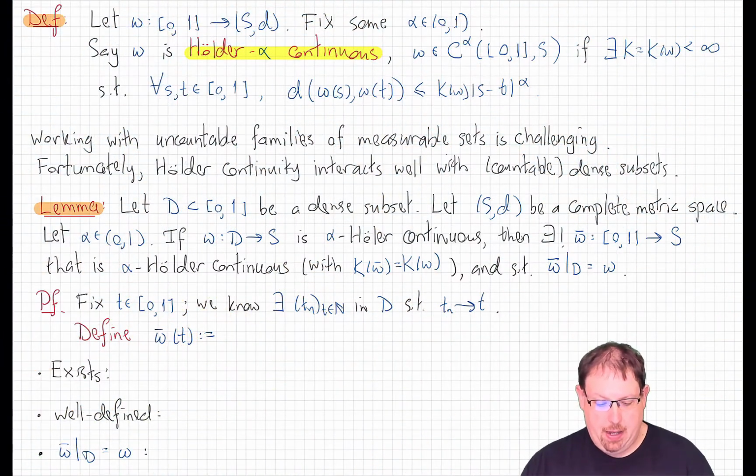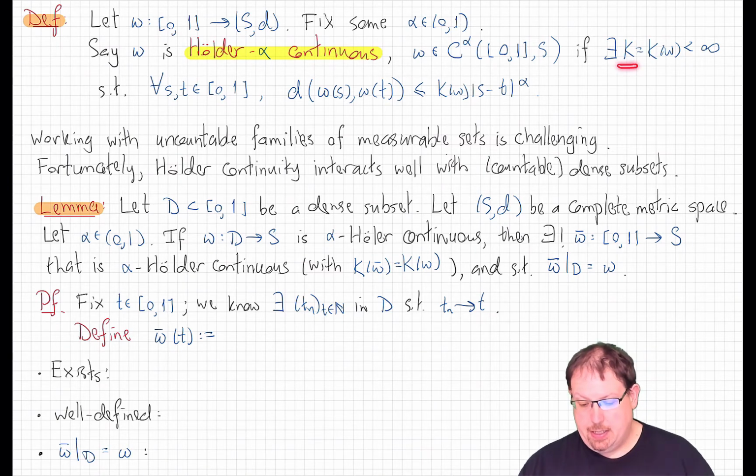Last time we introduced the notion of Hölder continuity. Here's a reminder of what that is. If we have a path, and now let's stick to a compact time interval, the interval from 0 up to 1, taking values in some metric space S, and if alpha is some number in the open unit interval, then we say that path is Hölder continuous with parameter alpha if there's some constant k, depending on the path, so that the distance between the path at two different times is controlled by that constant times the distance between the times s and t to the power alpha.